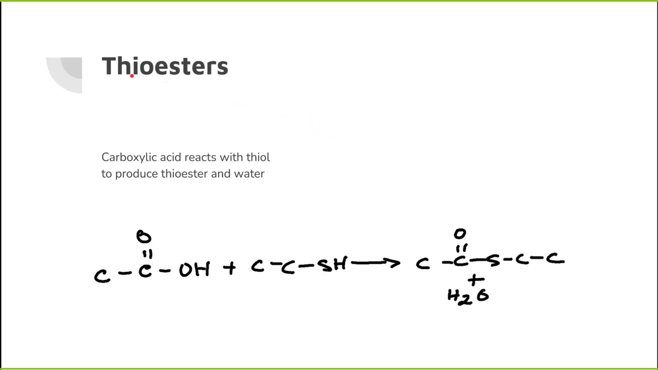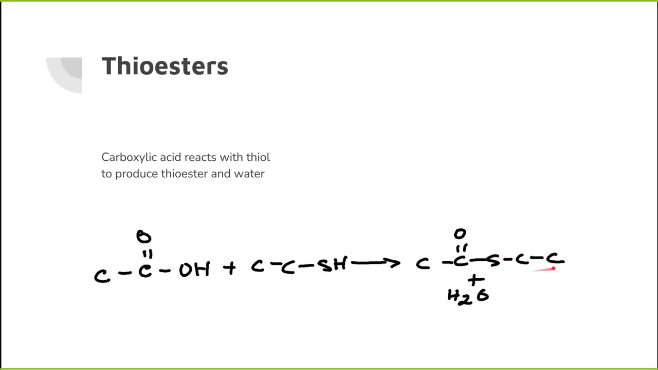You can also have thioesters. Remember, thio refers to sulfur. A carboxylic acid will react with a thiol. So this is a thiol. Instead of an OH, it's an SH. You remember from one of our previous lectures. So this carboxylic acid, RCOOH, reacts with a thiol, and it will give you a thioester.